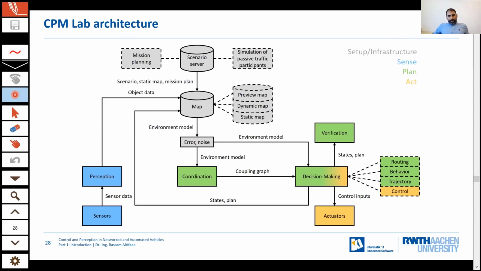Here we see the logical architecture of the lab. We divide the lab after the scheme sense, plan, act, and also we define an infrastructure part where we set up the lab. The sense, plan, act is the common concept in this field. So I will start explaining the infrastructure part, the setup. We have a scenario server where we define the test which should be run next. What also belongs to the scenario server is the mission planning. Mission planning is, let's say, the next targets to drive to.